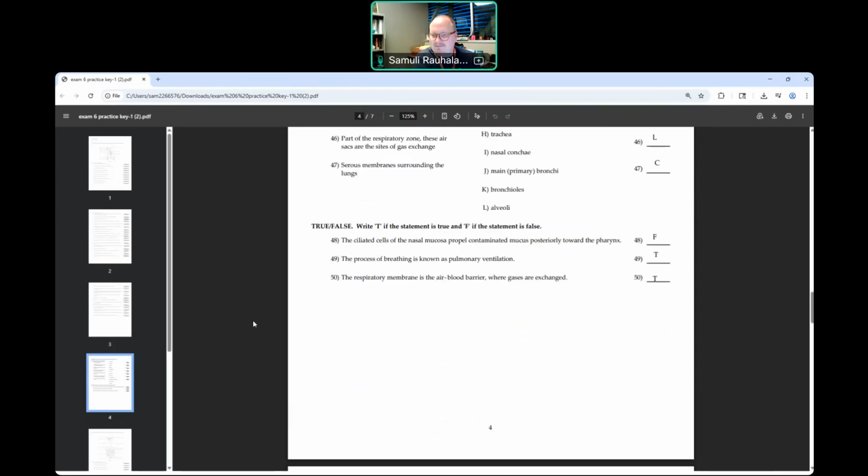Next, we have a few true-false questions. The first statement claims that the ciliated cells of the nasal mucosa would propel dirty mucus to the pharynx, and this is not true. Then, the process of breathing is known as pulmonary ventilation, and that is true. Finally, the respiratory membrane is the air-blood barrier where gases are exchanged. This is true.